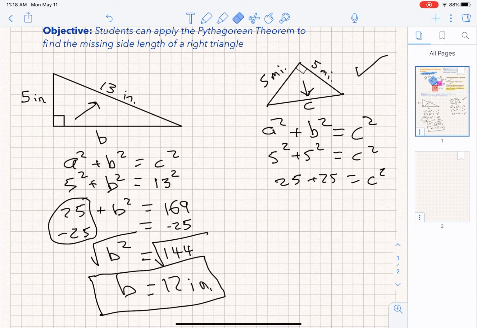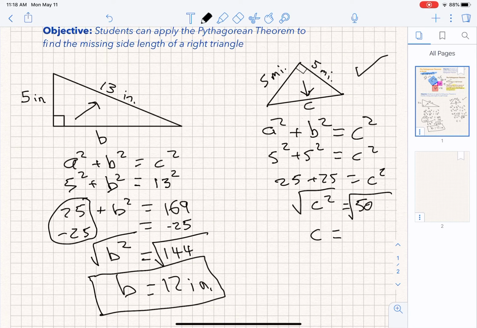Turn the equation around a little bit over here. C squared is going to equal 50 square miles. And to get from square miles to miles, we have to take the square root of both sides again. So the square root of c squared is c. And the square root of 50, well, it's not a perfect square, but it's awfully close to one. You might want to think, what perfect square is 50 close to? Well, 49 is a perfect square.